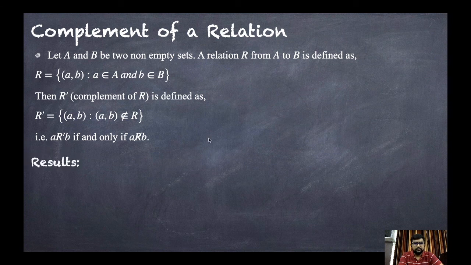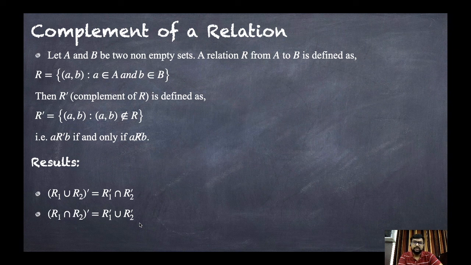Some results are there for the complement of a relation. The first one: we have two relations, R1 and R2. The complement of R1 union R2 equals R1 dash intersection R2 dash. In the same way, if we change union and intersection, we get the complement of R1 intersection R2 equals R1 dash union R2 dash. You have seen these types of results in set theory. It is De Morgan's laws for complement.